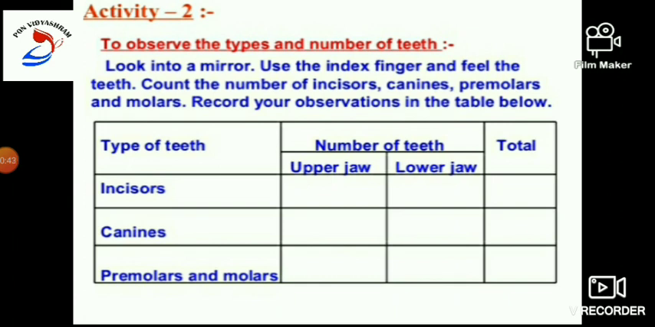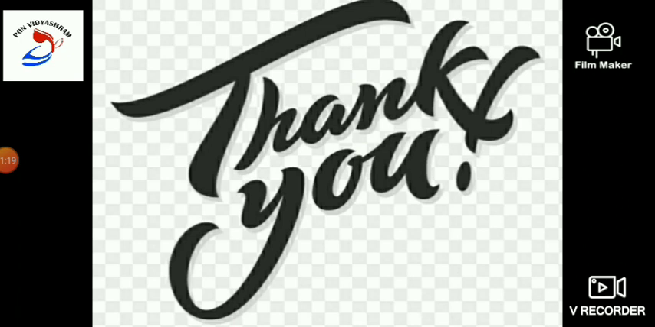Now you have an interesting small assignment which I had discussed in the earlier slides. Look into your mirror. Use the index finger and feel the teeth. Count the number of incisors, canines, premolars and molars and note this down. You already know, I said incisors help in cutting or biting the food and tearing the food by canines. Premolars, what does it do? Chewing and grinding the food. And molars, what is that? It helps in chewing and grinding the food.